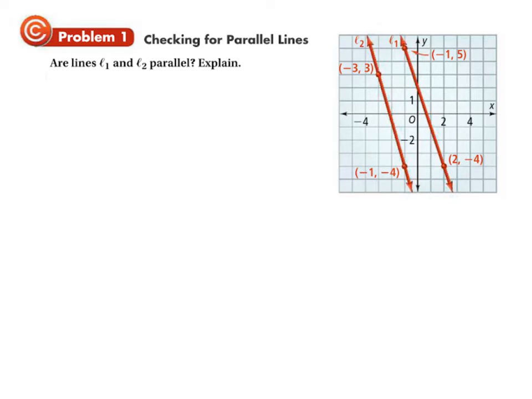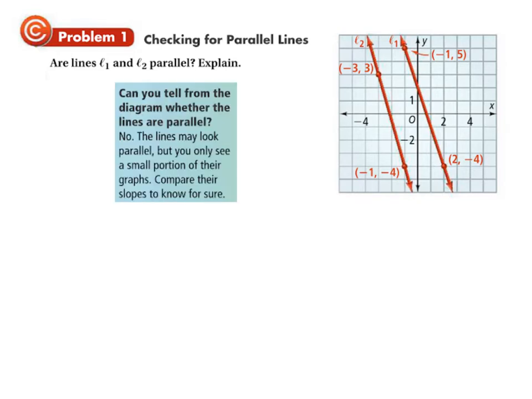In this first problem, we are checking to see whether lines L1 and L2 are parallel, and explain. They look parallel, but can you tell from a diagram just by looking at it? The answer is no. The lines may look parallel, but you only see a small portion of their graphs. If you extended them into infinity in both directions, would they eventually cross? Hard to know if it's pretty close to parallel. So the only way we can know is by comparing their slopes.